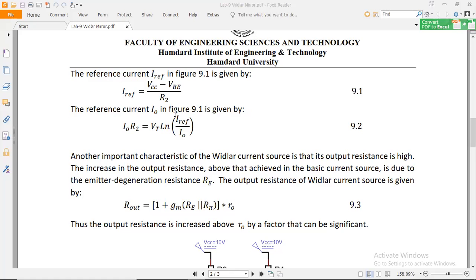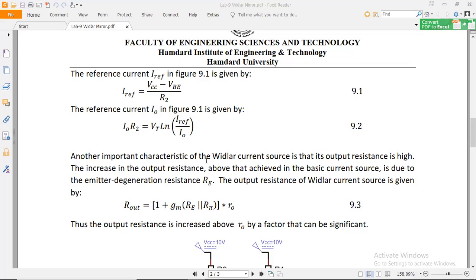The reference current I naught in figure 9.1 is given by I naught times R2 equals VT times ln of I reference divided by I naught. This is the same formula. R can be found from this, and we can get I naught, that is the output current.